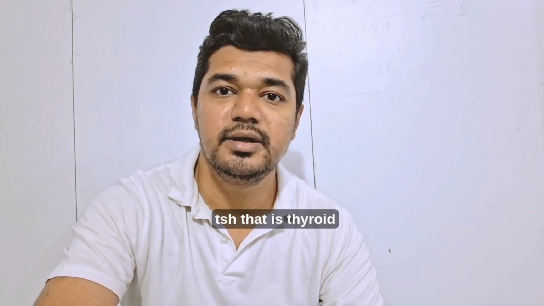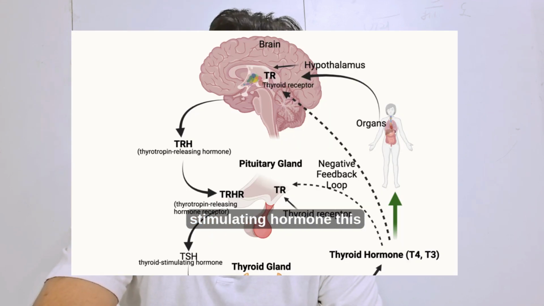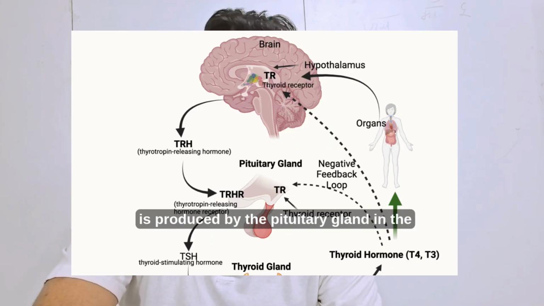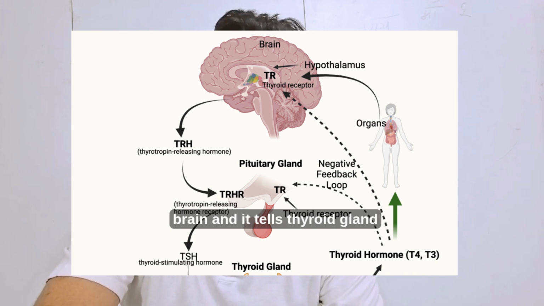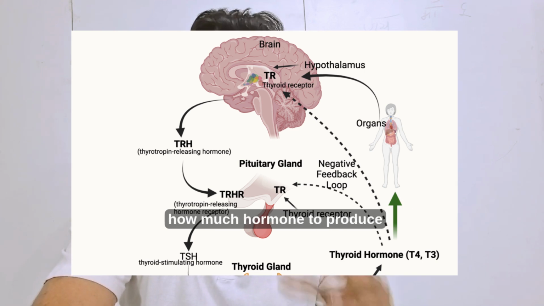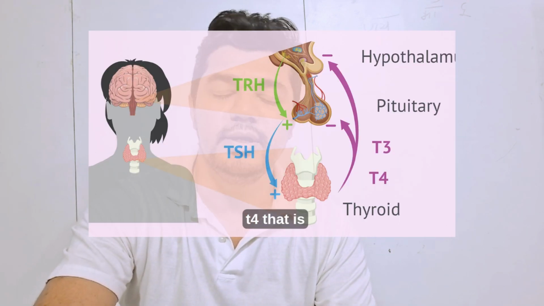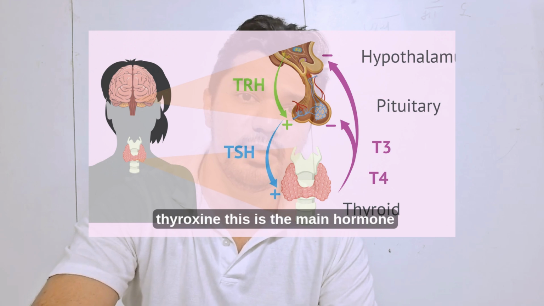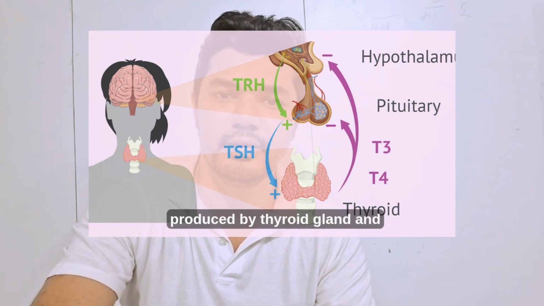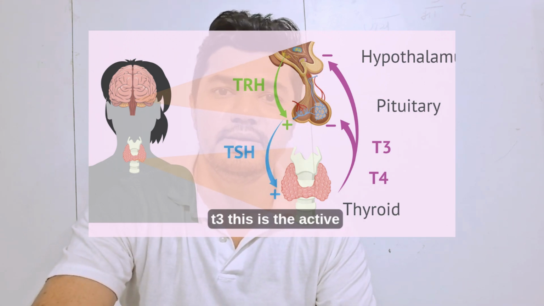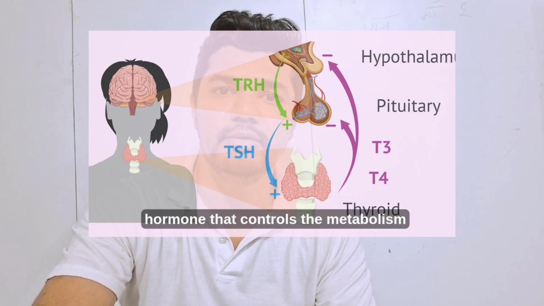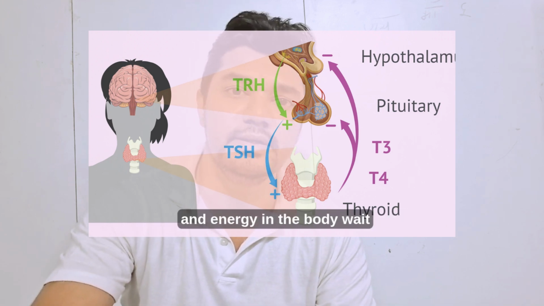TSH, that is thyroid stimulating hormone. This is produced by the pituitary gland in the brain and it tells the thyroid gland how much hormone to produce. T4, that is thyroxine. This is the main hormone produced by the thyroid gland. And T3, this is the active hormone that controls the metabolism and energy in the body.